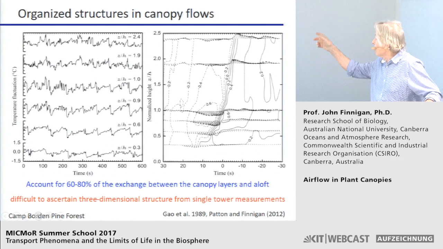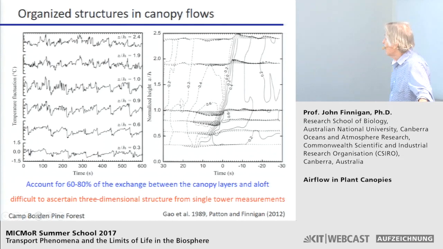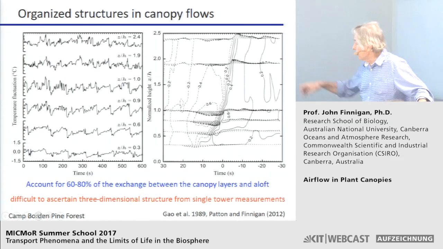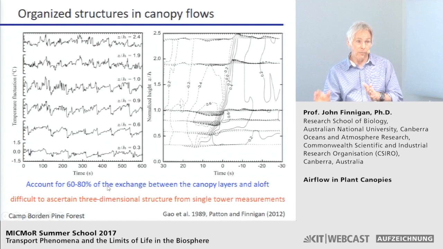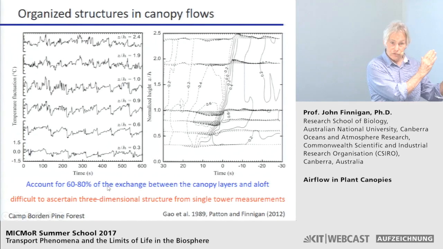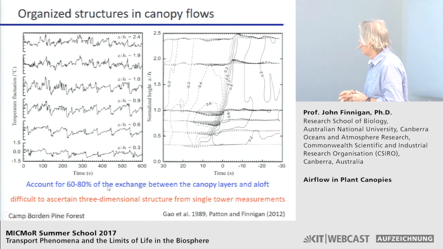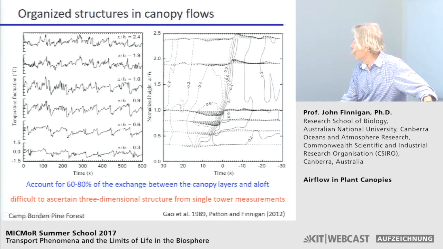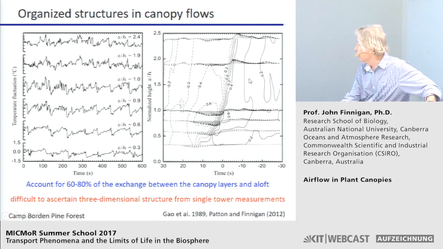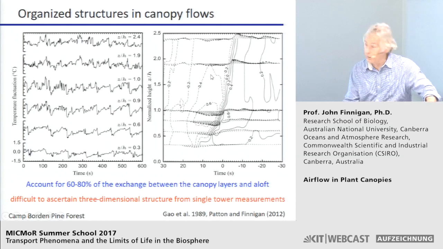And if you then composite many of these things, what they saw is, if you take these fronts as a trigger, so line up all the structures which have a trigger like that, then what you see is that rapid change is a so-called scalar microfront, a rapid change from warmer air in the canopy to cooler air coming into the canopy.